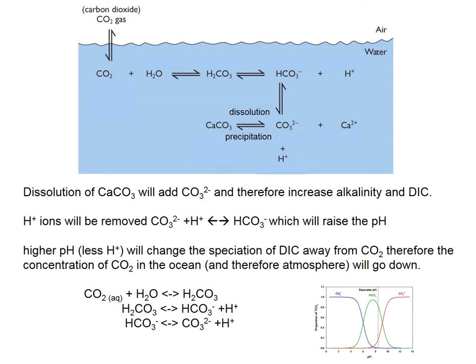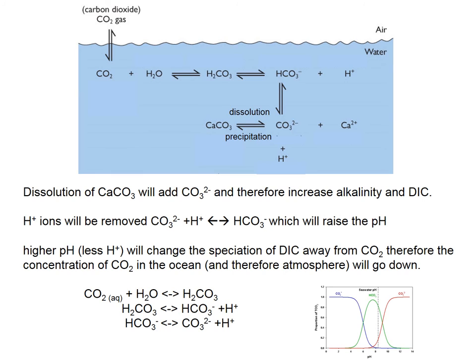Now, if we think about dissolution of calcium carbonate, so we get some coral reef, we start dissolving it. So we're adding, in this case, maybe carbonate ions. So we're going to increase the amount of dissolved carbon in the ocean, because we're adding one of the components of DIC, dissolved inorganic carbon. But when we do that, we are also adding alkalinity to the ocean, because we're adding one of the components of this. And we're actually removing a hydrogen ion if that carbonate reacts with a hydrogen ion to form bicarbonate. So this means that the pH will go up and alkalinity will go up.